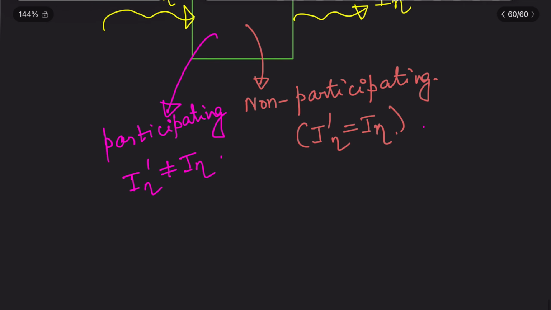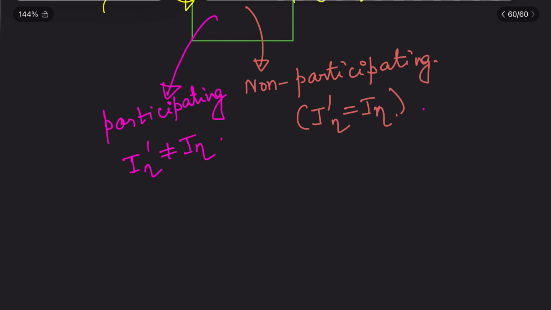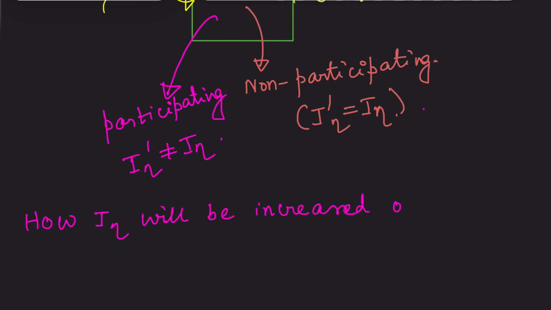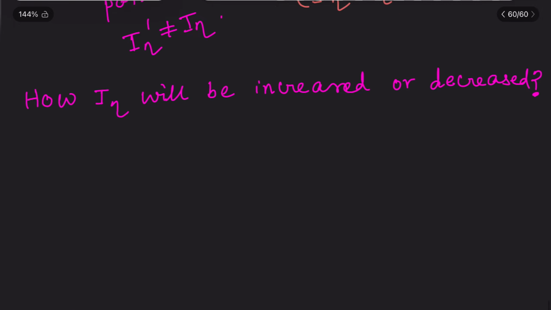So now my question is that how this I eta, how I am writing this I eta, will be increased or decreased. So how can this happen? So what is I eta? This is nothing but the radiation intensity.